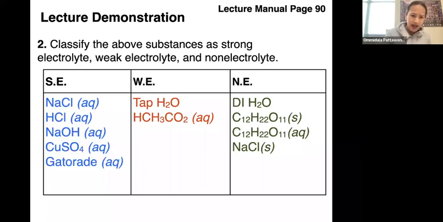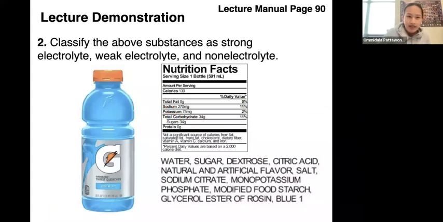If you look at this list, you will see an aqueous solution of ionic compound. Those are going to be strong electrolytes. Some of the acids can be classified as strong electrolytes as well; we're going to take a look at those later. Now let's take a look at the ingredients of Gatorade. Which of these are electrolytes that allow it to conduct electricity? Let's take a look.